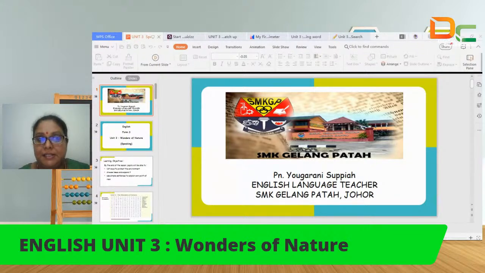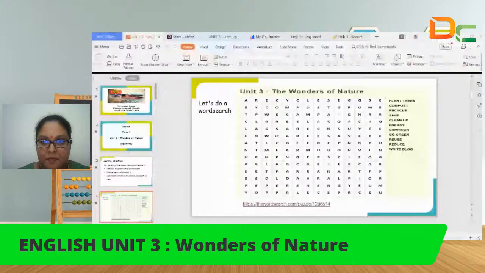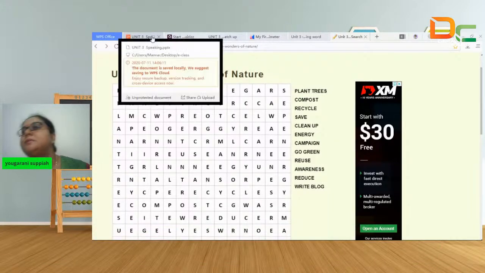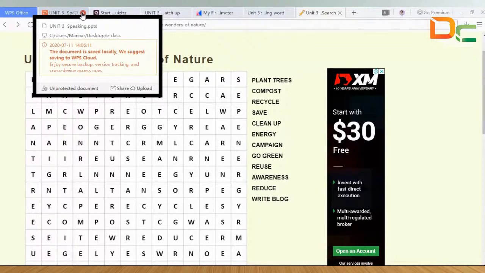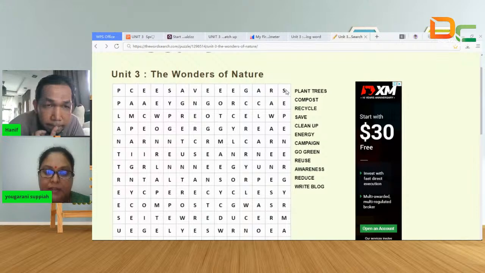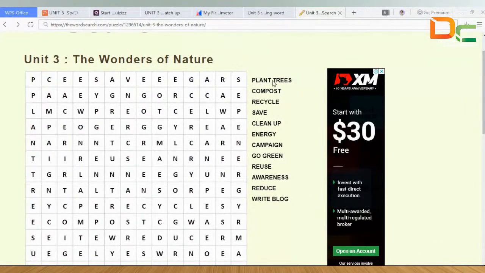Okay, for our starter, let's do a word search. Can you see the word search here? Okay, I have given some words here: plant trees, compost, recycle, save, clean up, energy, campaign, go green, reuse, awareness, reduce, write blog.